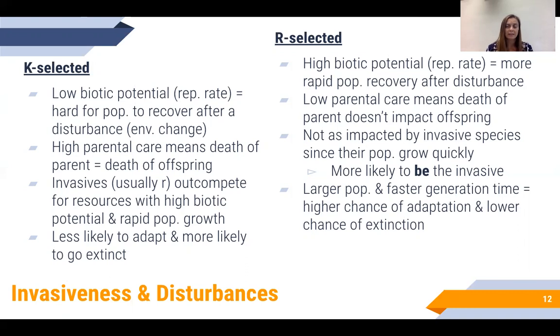So if we think back to the example of the rock pocket mouse, because the mice have such a short generation time, they were able to evolve very quickly from light-colored mice to dark-colored mice, and therefore lower their rate of extinction or their chance of extinction, even with that environmental change of the darker rock.